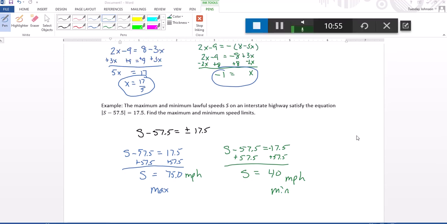That's it for absolute value equations. I'm going to call this part 1 of the lecture. Part 2 will be absolute value inequalities.